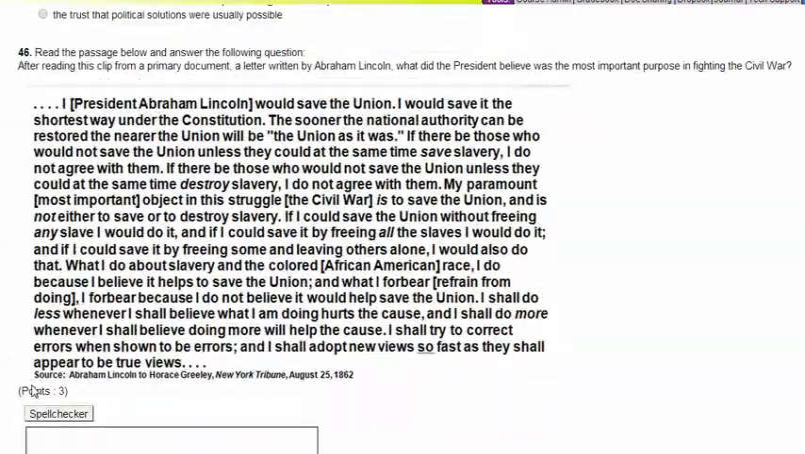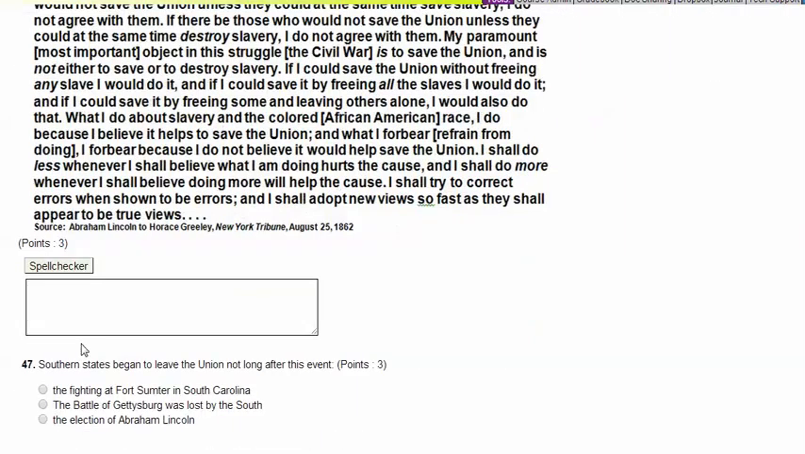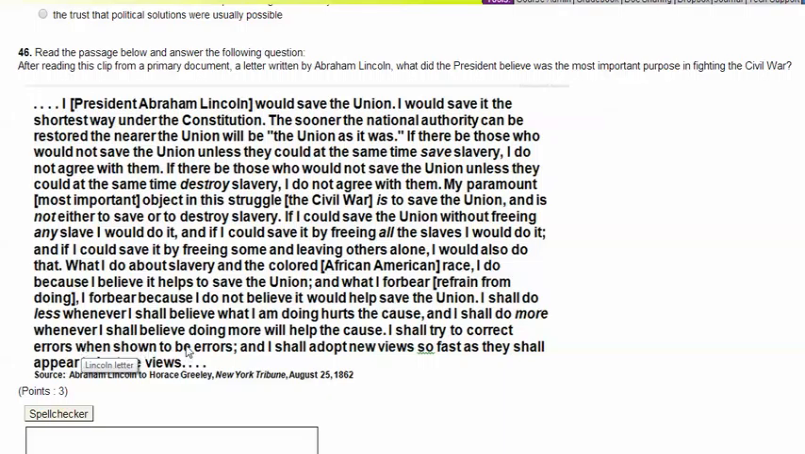Question 46. Read the passage below and answer the following question. After reading this clip from a primary document, a letter written by Abraham Lincoln, what did the president believe was the main or the most important purpose in fighting the Civil War? You will be doing a short answer for this one, so you will be telling us what you believe the most important purpose in fighting the Civil War was for Lincoln after reading this portion. So let me read this selection to you.